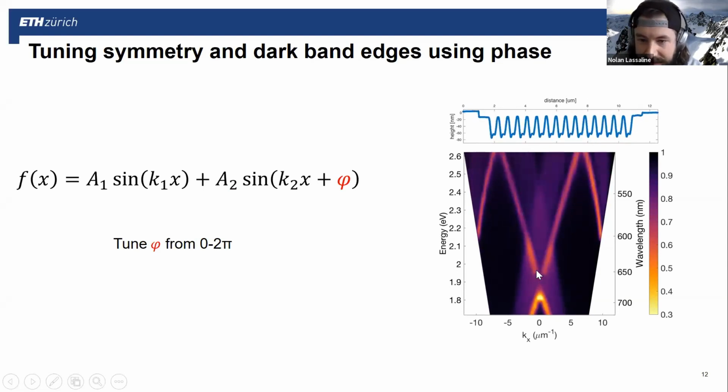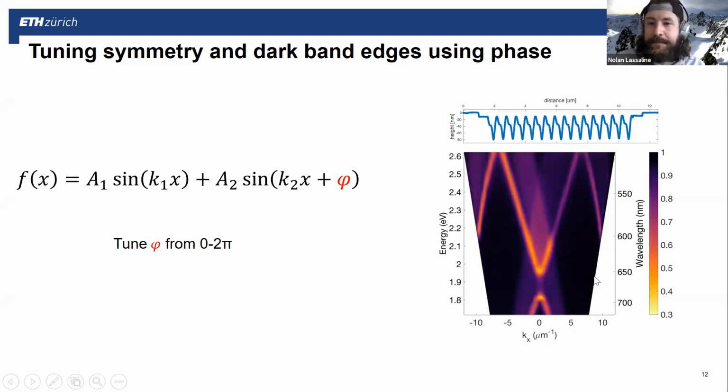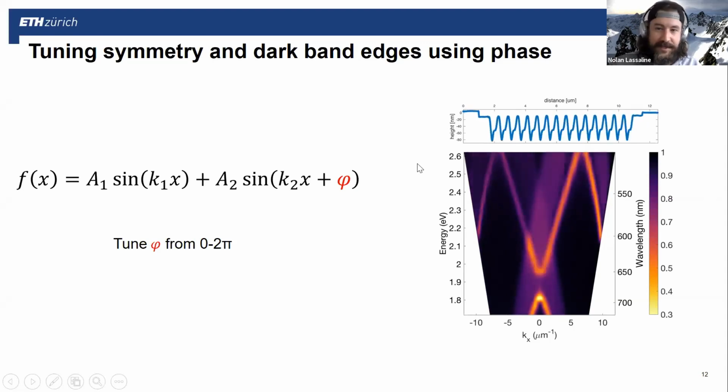And we can also see these little gaps that are opening up down here. These are so-called dark modes, or symmetry-protected bound states in the continuum. And we have free control over where these dark modes exist or do not exist. And again, these are things that people like to make use of for many applications of these surfaces.